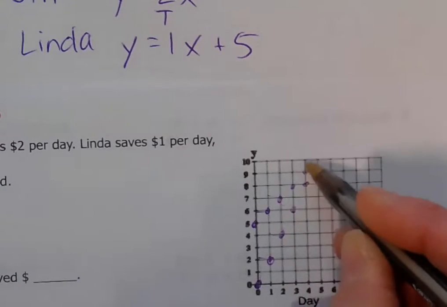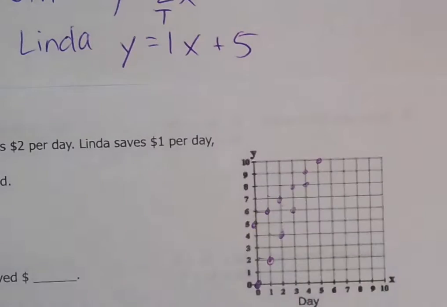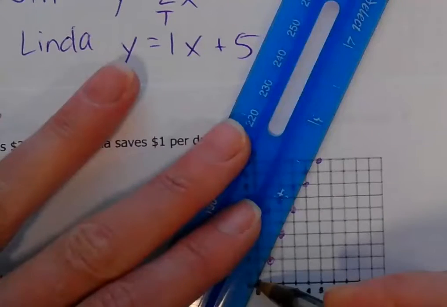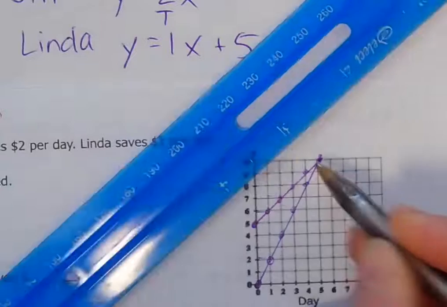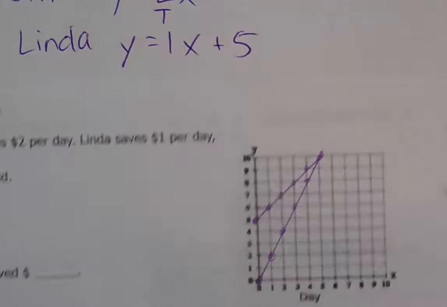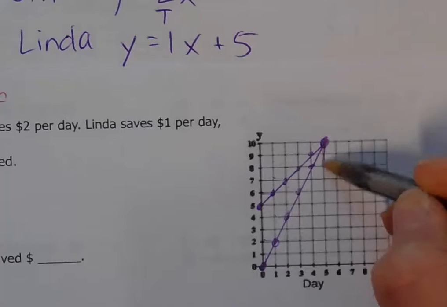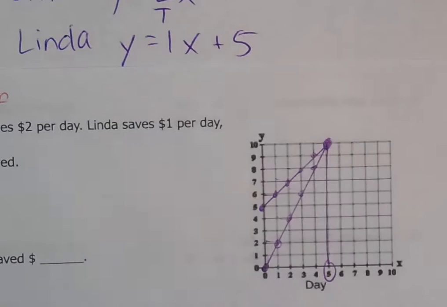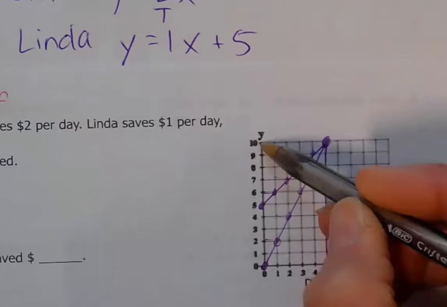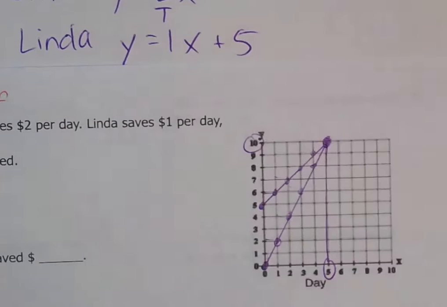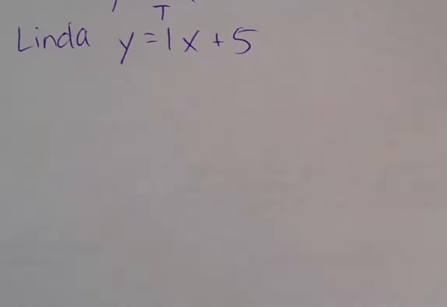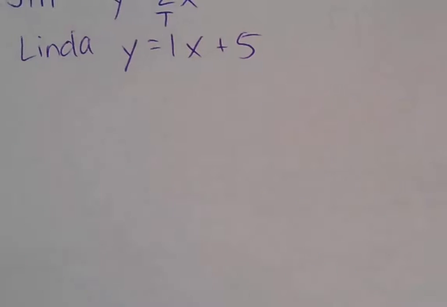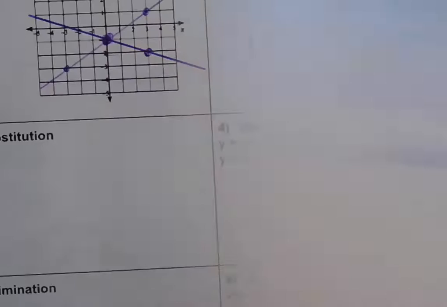And you can see if you keep going, you can find the spot where they cross. So even though this is a story problem, we are still solving by graphing. And you can see that right here, if I follow this down, on day 5, both of them saved $10. So that's just an application of solving with graphing that you can use with a story problem.